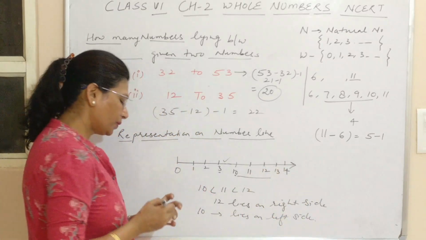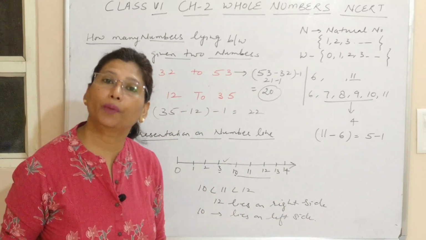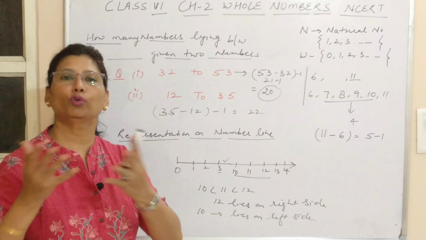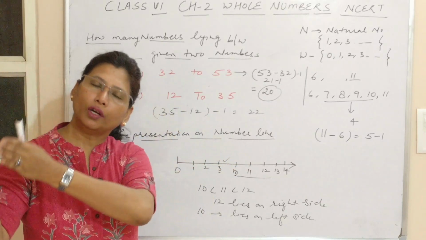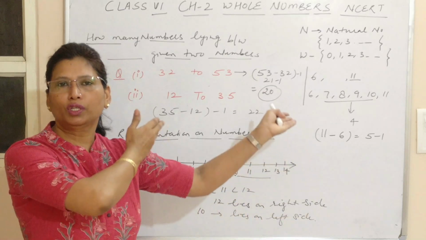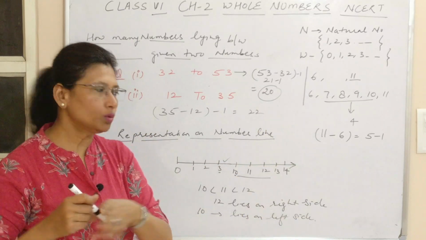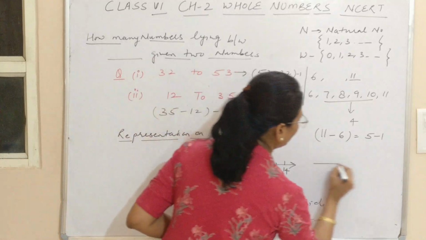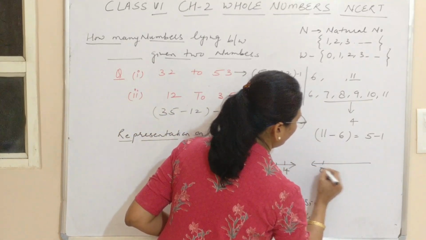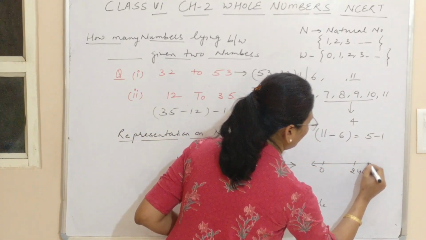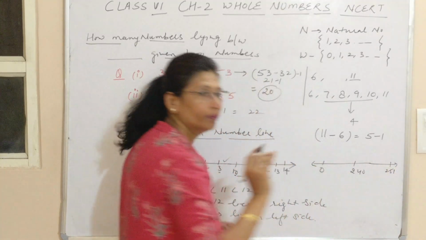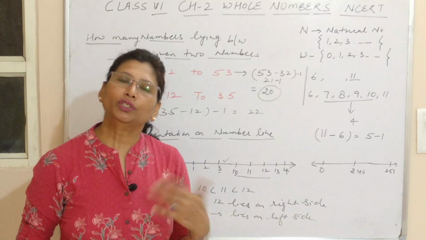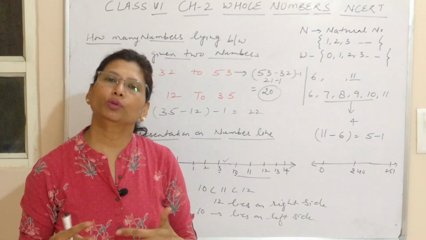And if it says represent it on the number line and the numbers are big, say 243 and 251, you start from 240 and then continue to 250. We cannot start from 0 to 240. So you can give a hint kind of thing, like this is 0 and here I can take 240, 241, and somewhere here I can write 250 or 251. Now the question in the NCERT says which number lies on the right side.